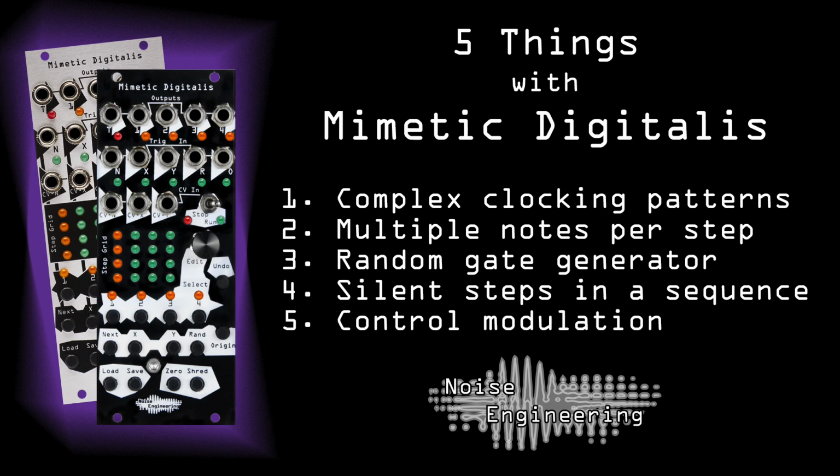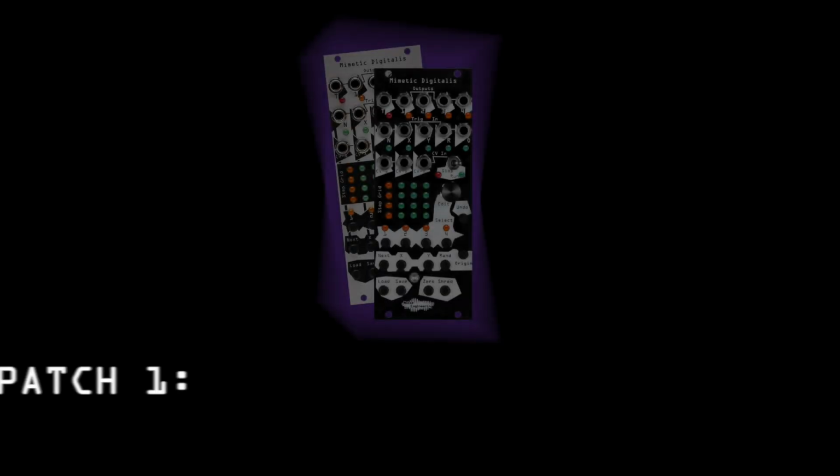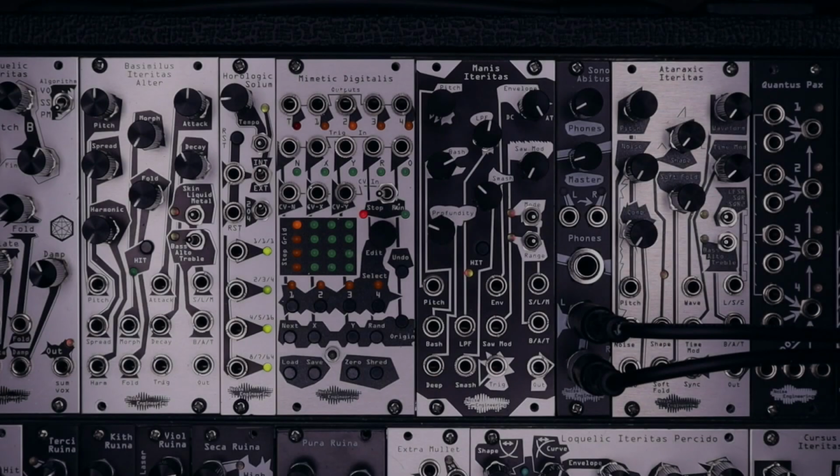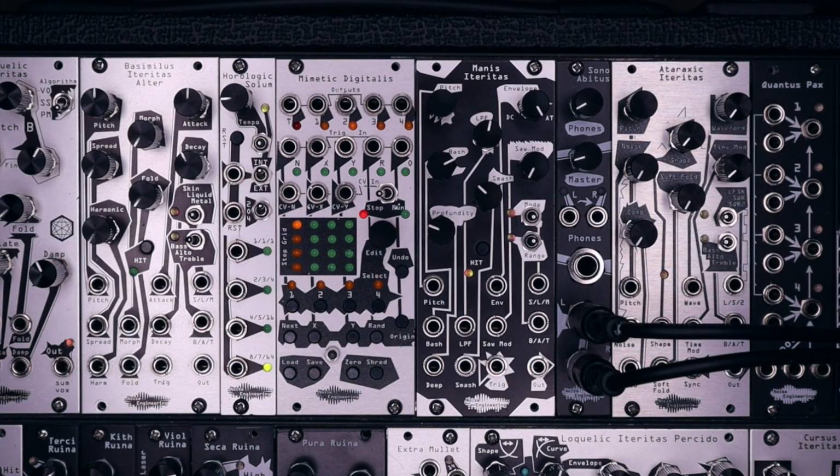Today we're going to show you 5 things you can do with the Mimetic Digitalis. In this example, let's create a 7/4 pattern.